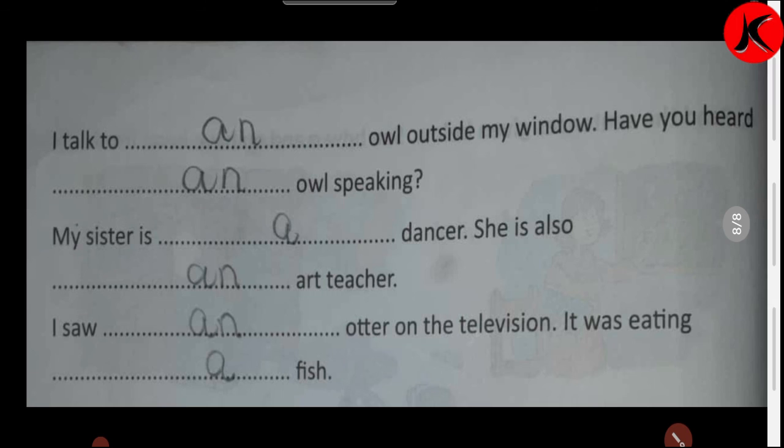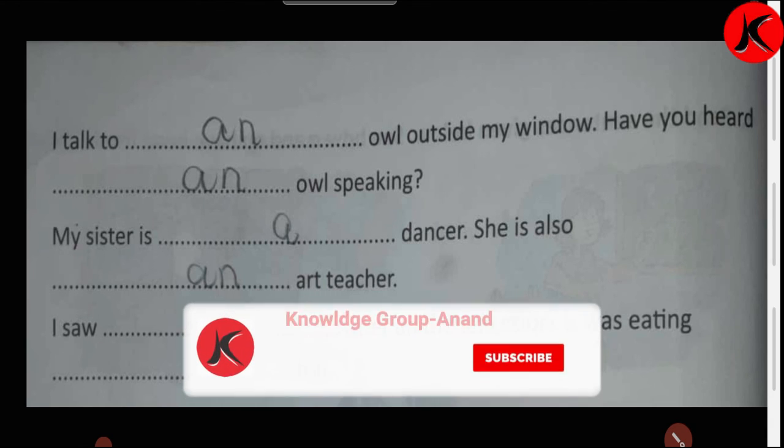So, dear children, I hope you have understood this exercise. You have to write this exercise with neat and clean handwriting in your grammar textbook.